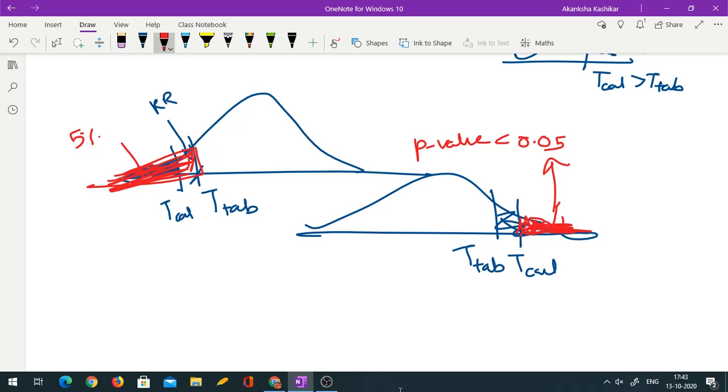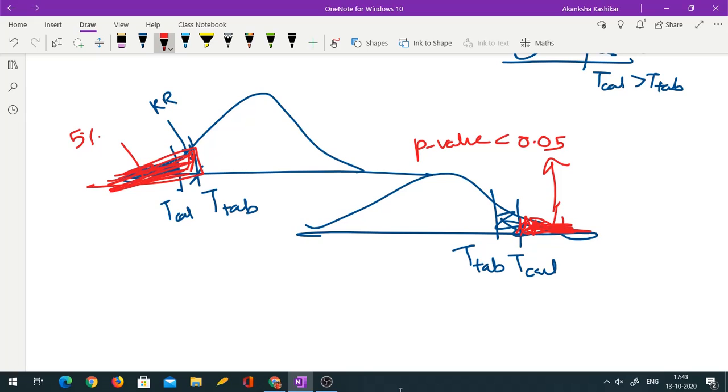Of course this 5% is not God given. Sometimes depending on the context, people may like to change it to 10% or 1%. It depends on which type of error is more serious for you. If you consider type 1 error to be less serious, then you may allow up to 10% type 1 error and try to reduce type 2 error more. If you consider type 1 error as more serious, then you may want to reduce type 1 error to 1% and let type 2 error increase slightly.